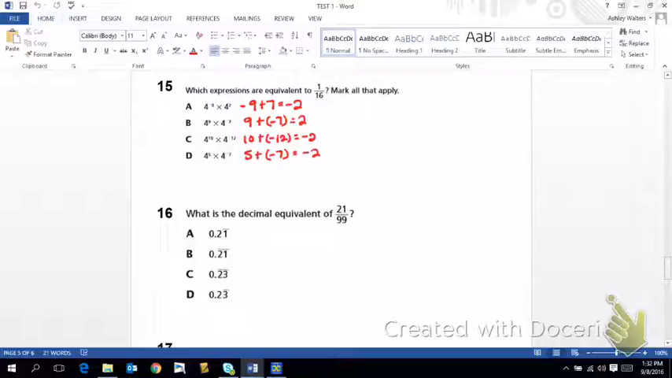So essentially, if we look at A, what we have is 4 to the negative 2nd power. In order to make that a positive exponent, we would use the reciprocal, making it 1 over 4 squared, which is in fact 1 over 16. So all of our exponents of negative 2 are going to give us that result of 1 over 16.